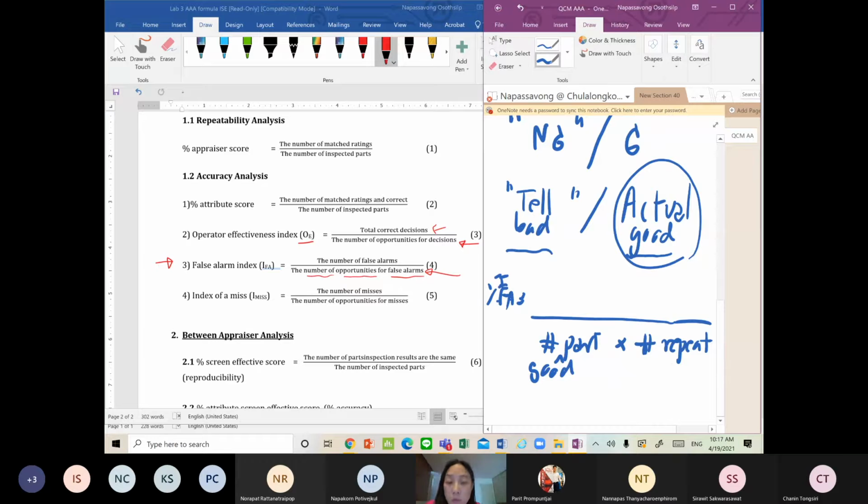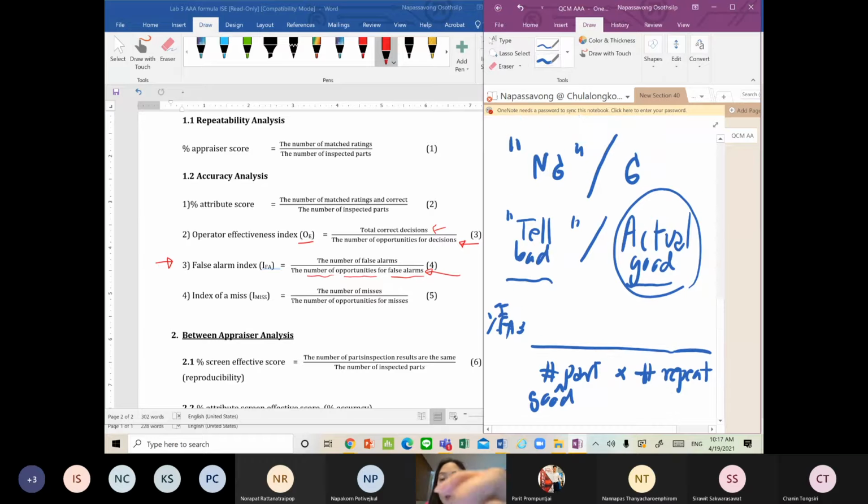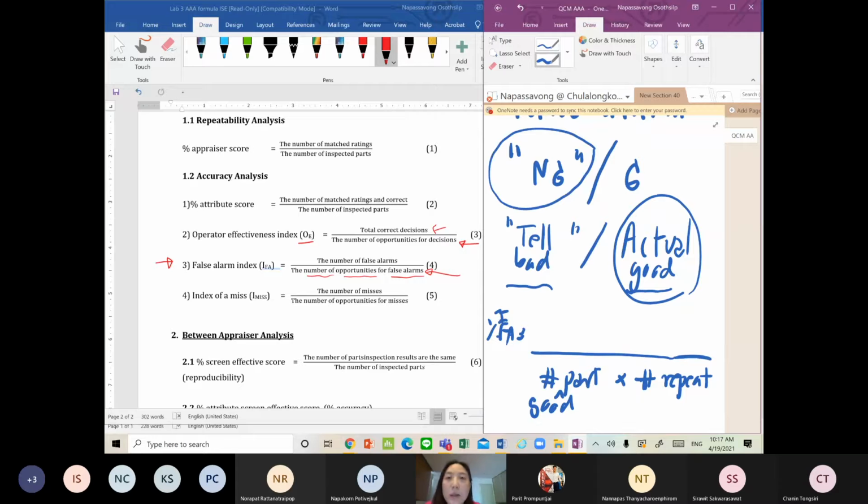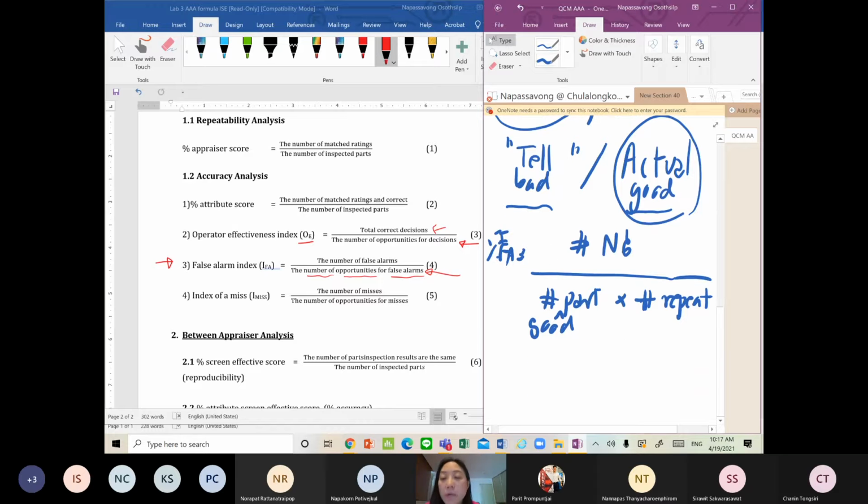The upper side will be the number of times that the result is NG. The number of NG compared with the number of G, where the number of G is the number of parts which are G, multiplied by the number of replications, to find out the opportunities of good parts.